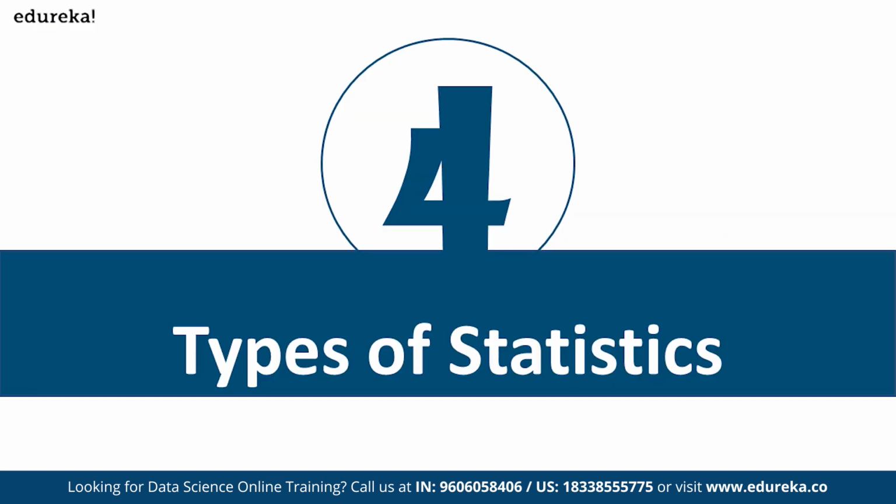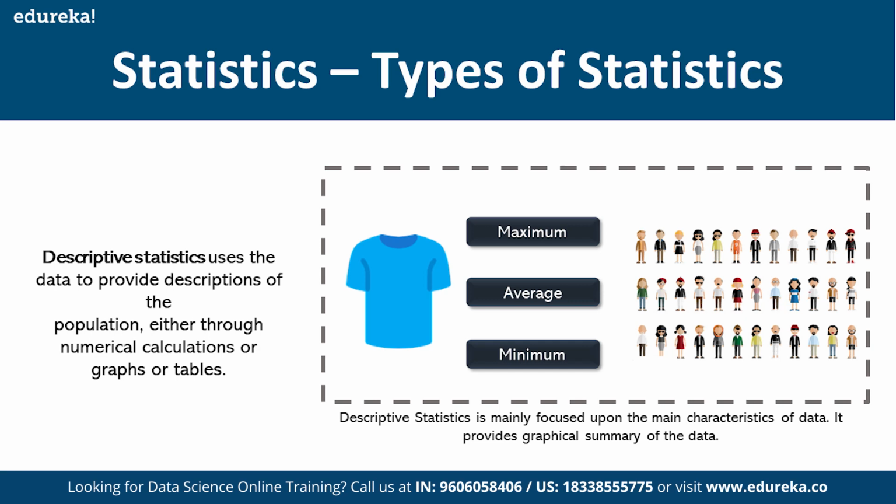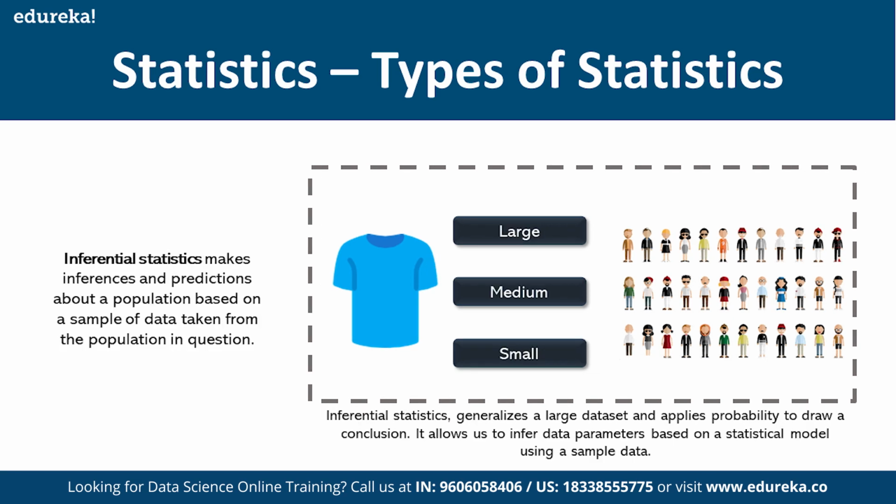Now there are types of statistics. There are descriptive statistics. Descriptive means maximum, average, and minimum. It describes who is going to be the maximum in weight, who is going to be the average in weight, who is going to be the minimum in weight. So maximum, minimum, and average are descriptive statistics metrics. Similarly, there is inferential statistics, where we find out large, medium, and small, which is comparative. We find the inference. So inferential statistics makes inferences and predictions about a population based on a sample from the population in question.